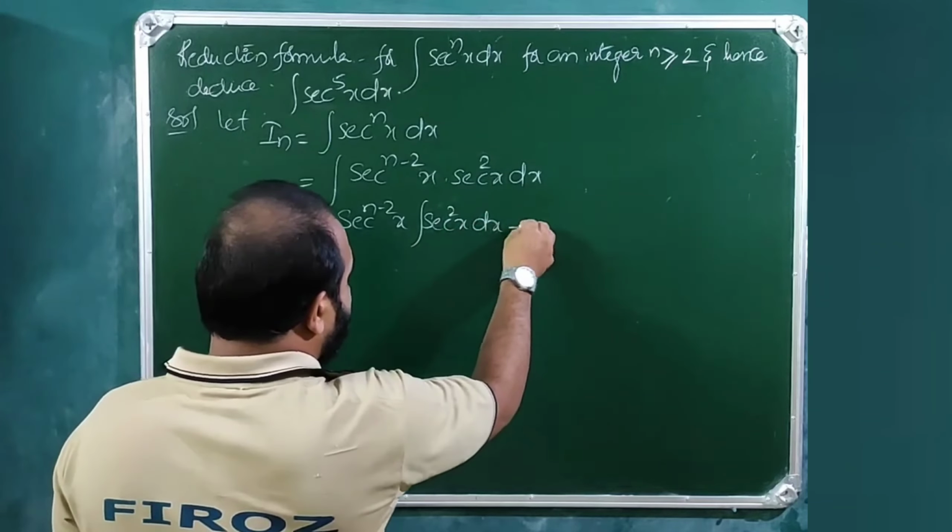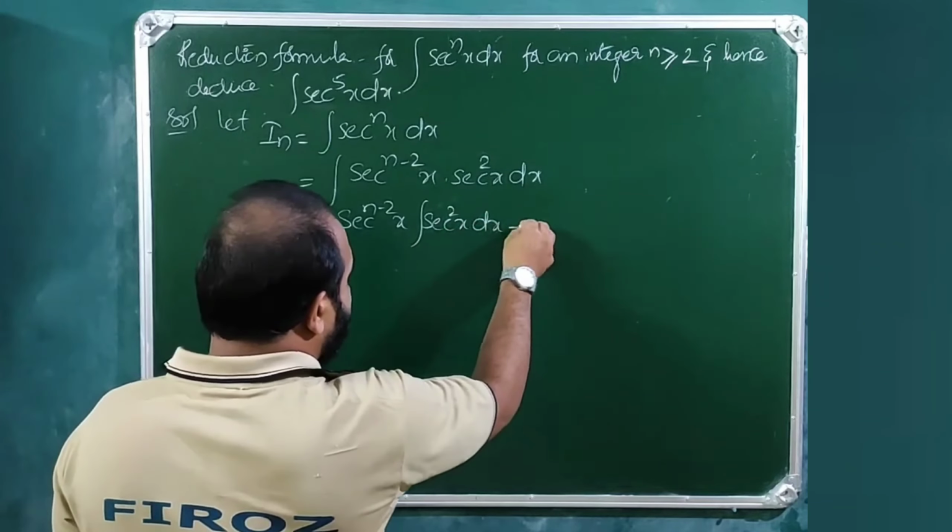So let us write I 1 here. Therefore, the integral secant power 5 x dx is equal to secant cube x into tan x by 4 plus 3 by 8 secant x into tan x plus 3 by 8 log mod secant x plus tan x plus the constant of integration c.